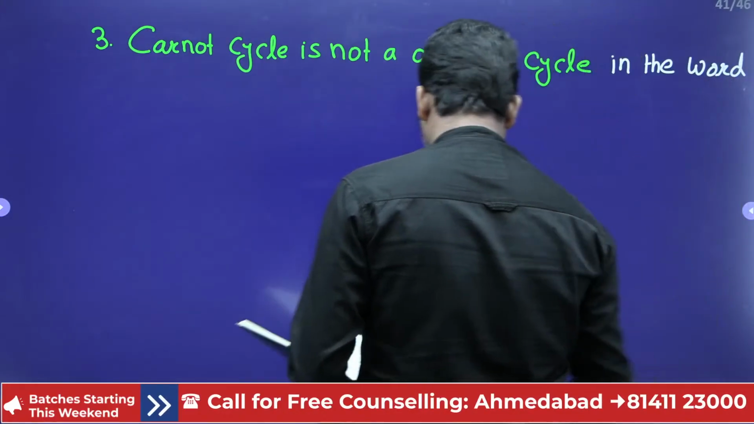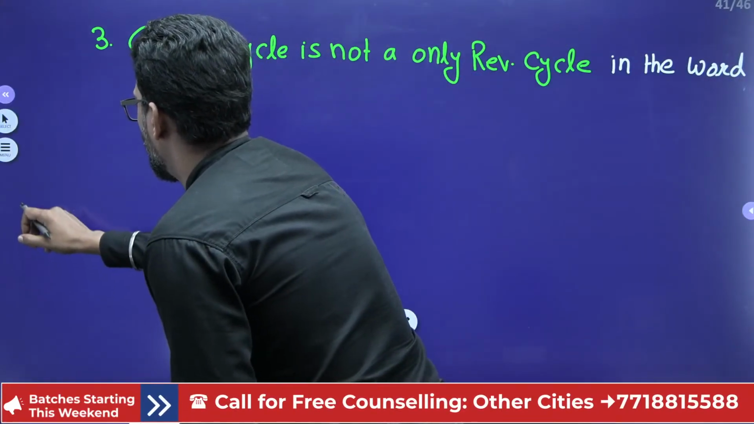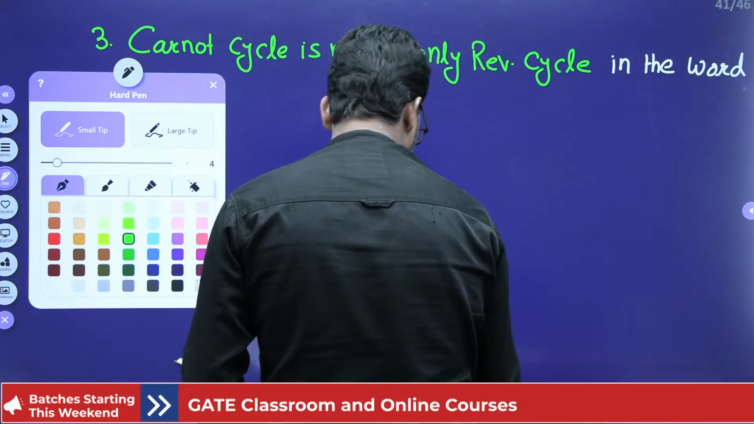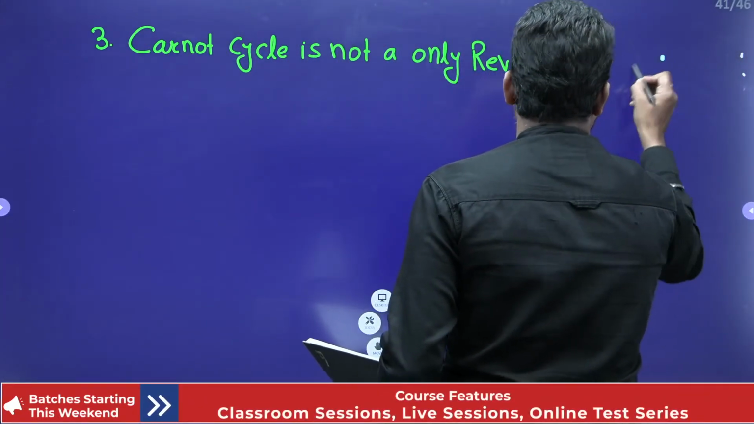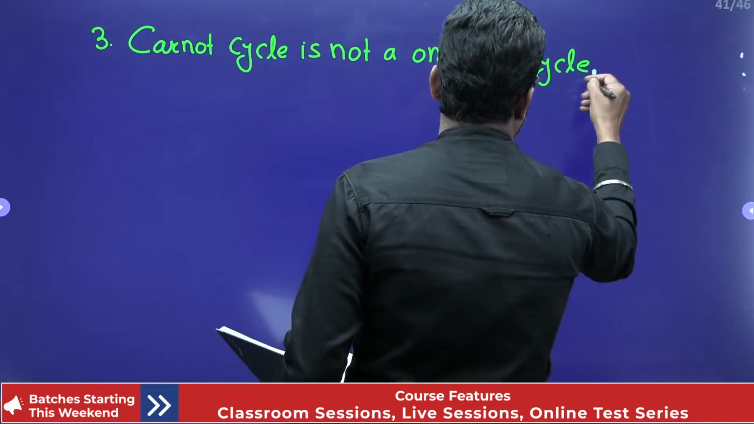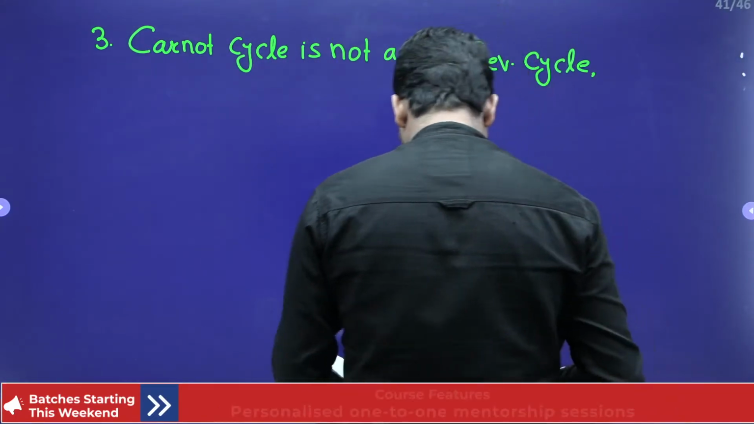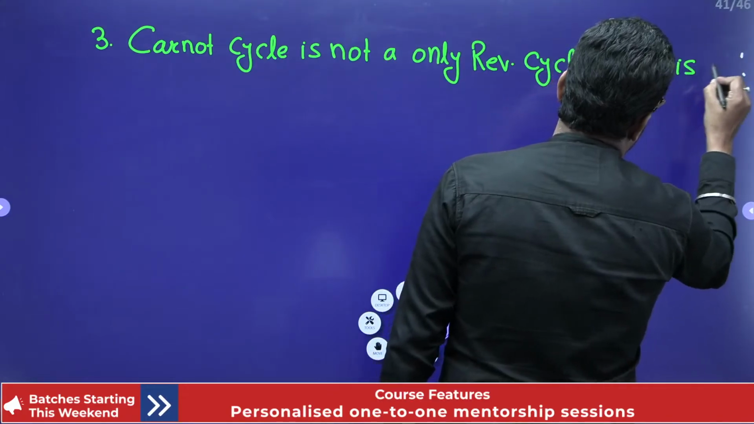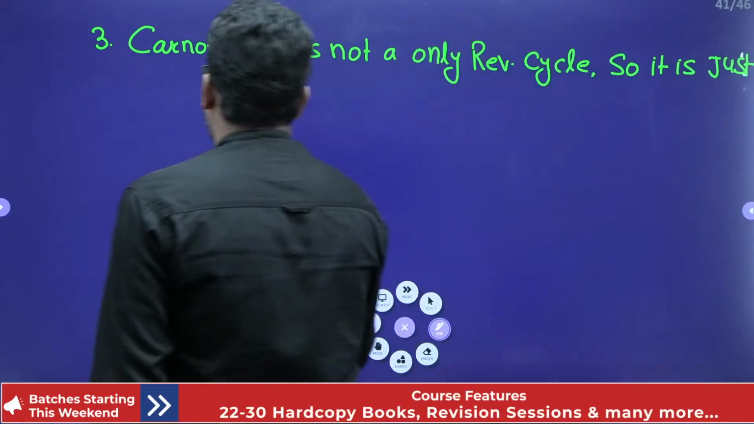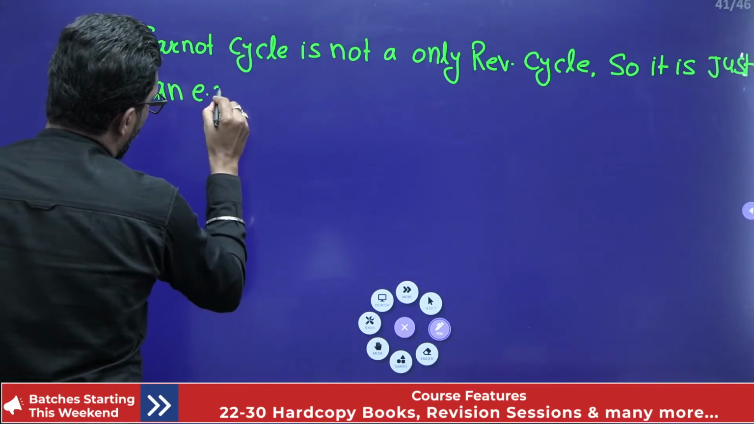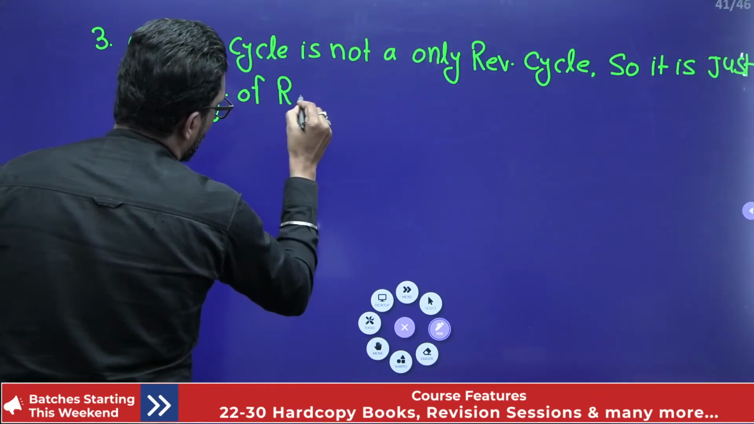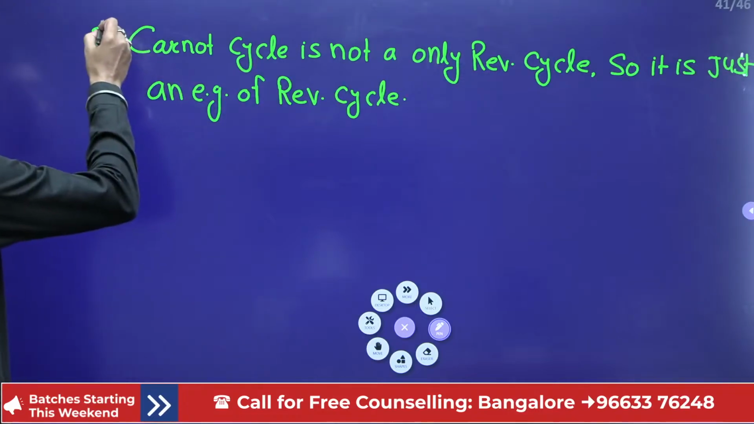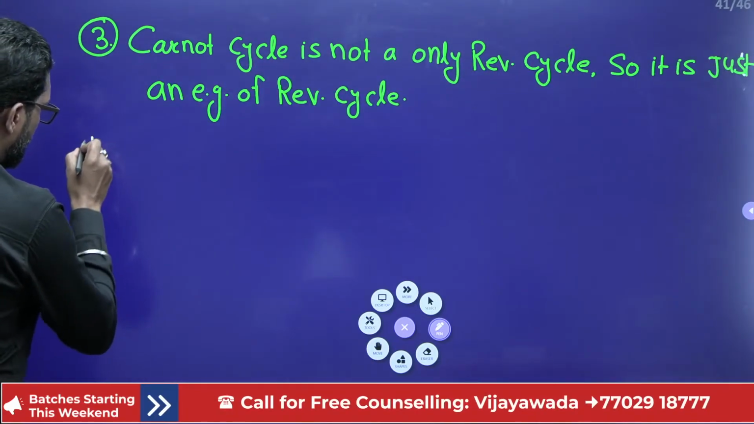Wait a minute, one second. Just remove this one, no problem. It is loose, no problem. Not the only reversible cycle. That means it is just an example of a reversible cycle. This is note number 3. This is also a very important note. Okay. Note number 4. What is note number 4?